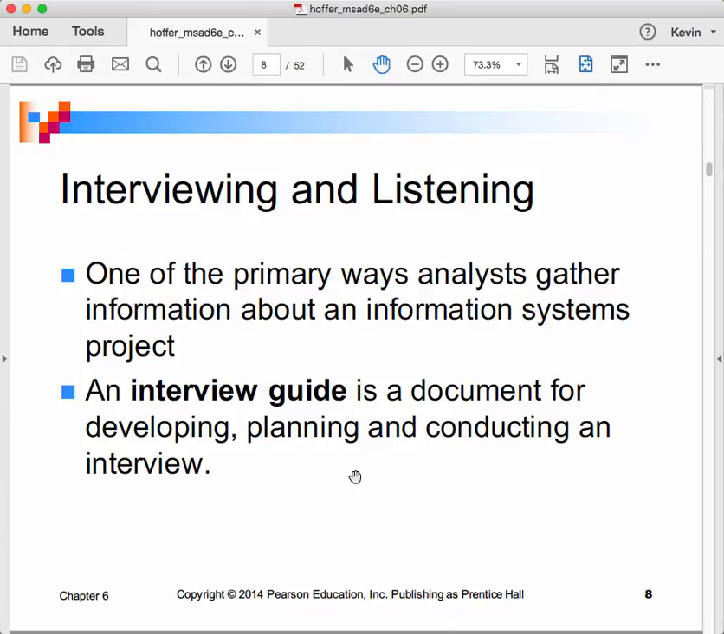So one thing that we're probably going to want to have that you don't naturally think of is an interview guide. This is a document for developing, planning, and conducting an interview. Why do we want that? Well, there are really two parts of the interview experience. One, I would say, is kind of an interpersonal relationship building kind of experience. And you can do that regardless of what you talk about.